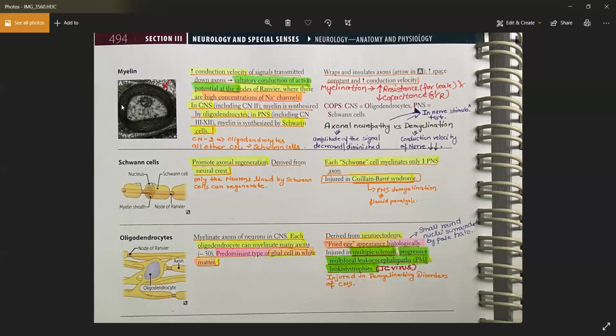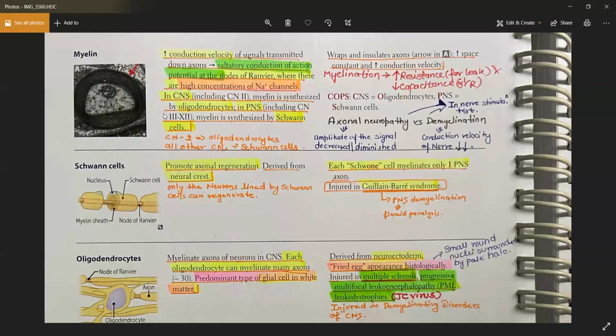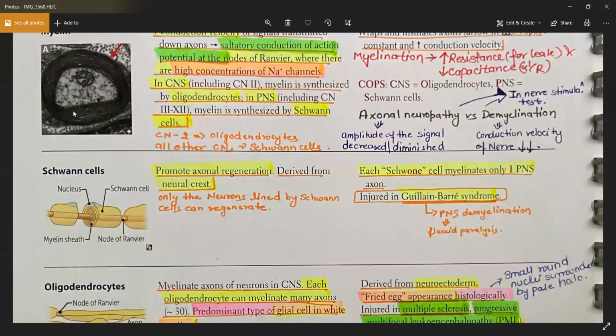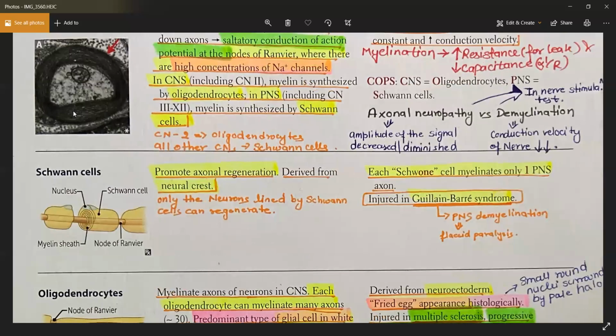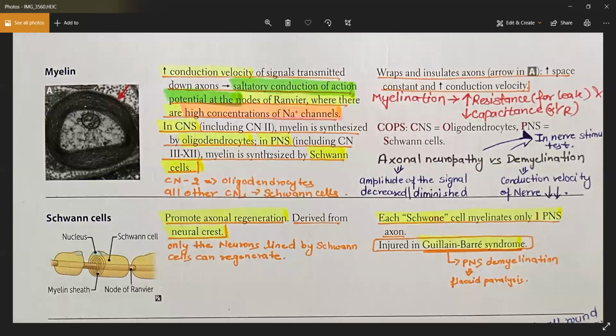They wrap around the axons, as you can see, and this wrapping is done in a concentric form. These are the layers which myelin is forming. The myelin is synthesized by the Schwann cells in the periphery and by the oligodendrocytes in the central nervous system. At the sites where the myelin synthesis is absent, you have gaps in the axons. As you can see, this is the axon, and you have the myelin sheaths in concentric layers.